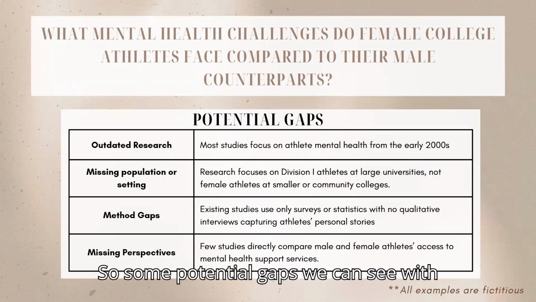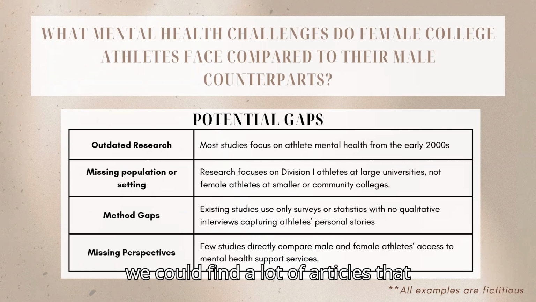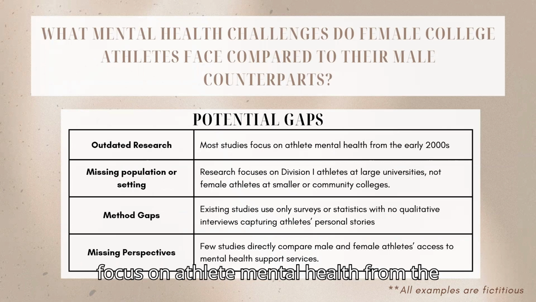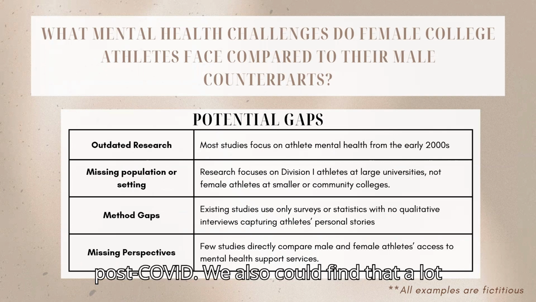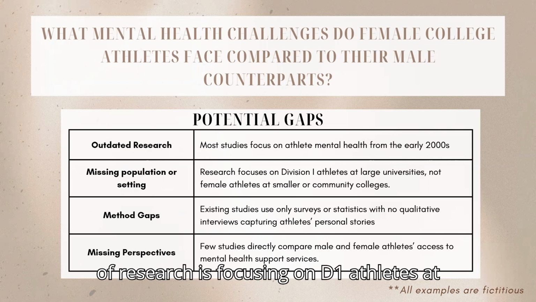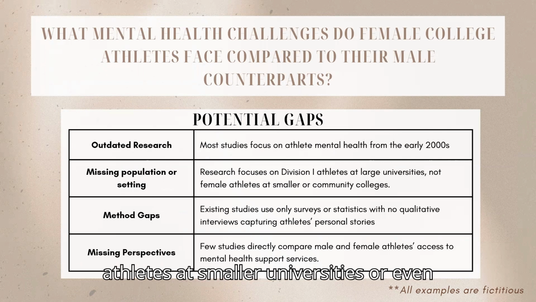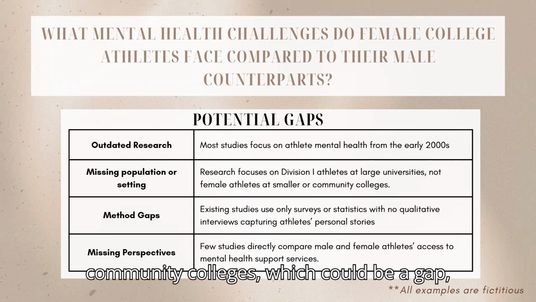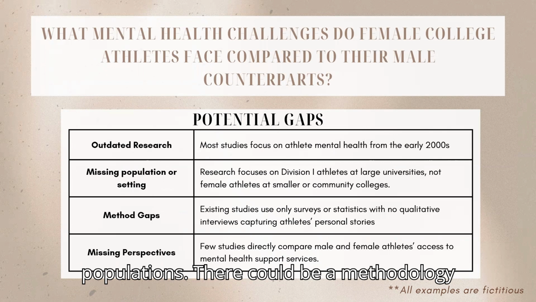So some potential gaps we could see with outdated research, for example, is that we could find a lot of articles that focus on athlete mental health from the early 2000s instead of post-COVID. We also could find that a lot of research is focusing on D1 athletes at largest universities instead of female athletes at smaller universities or even community colleges, which could be a gap. Again, thinking about missing populations.